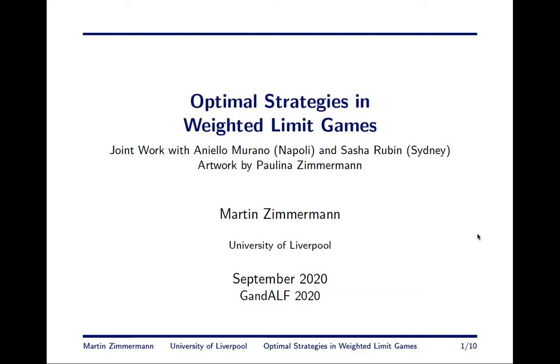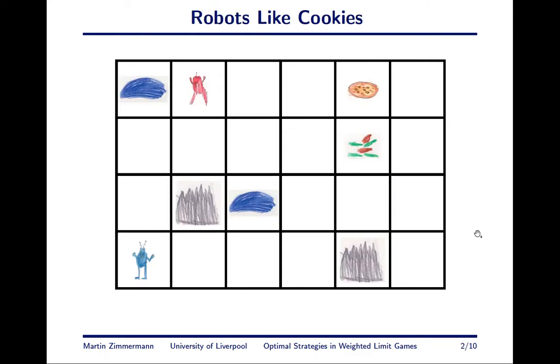So the problem we are concerned with in this work is so-called reactive synthesis. Let me start by giving you a toy example of this problem. Imagine we have this grid of cells and two robots: the blue one, which is our robot, and the red one, which is antagonistic.